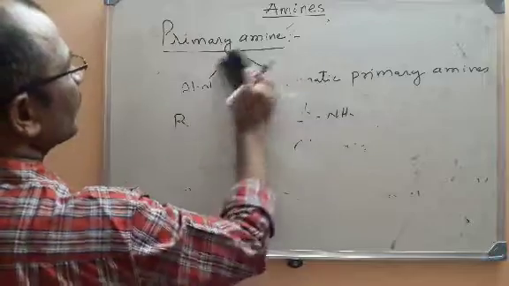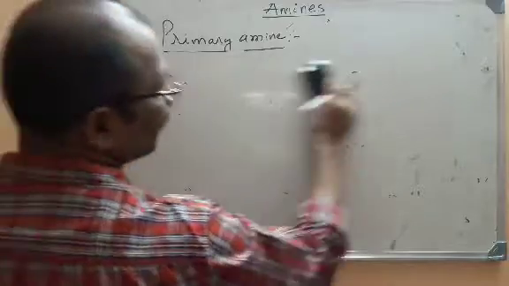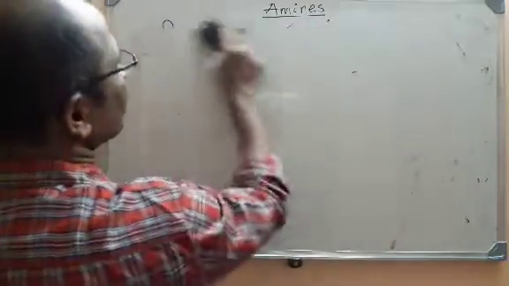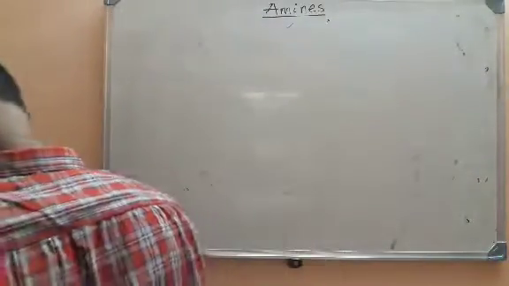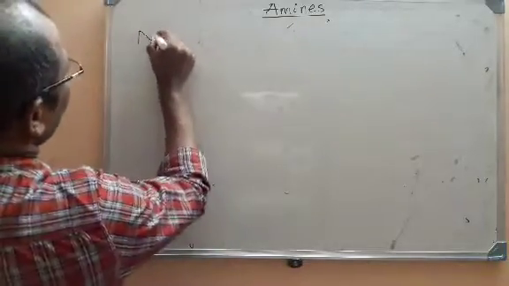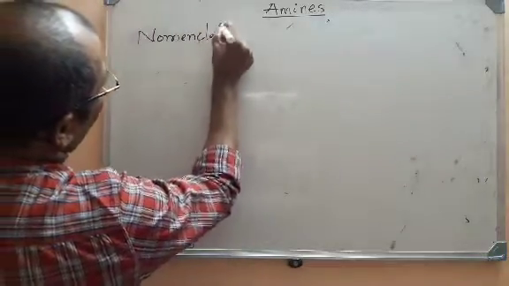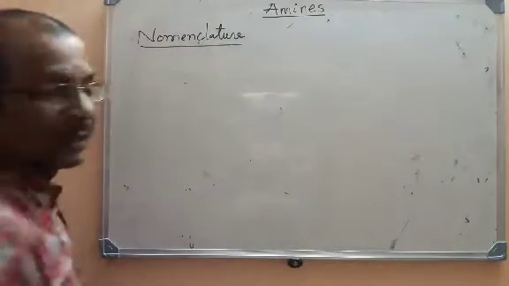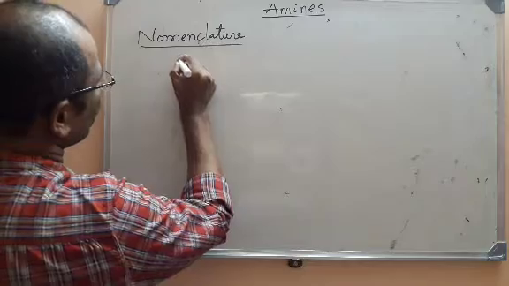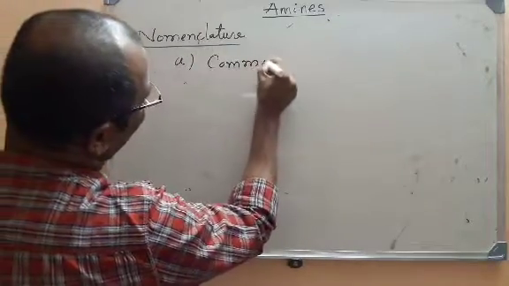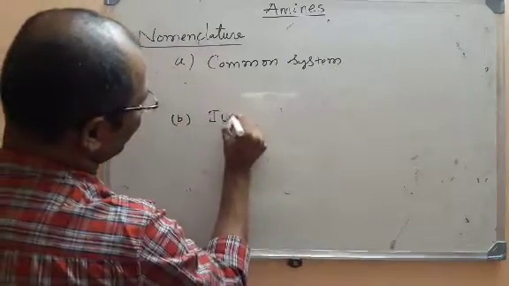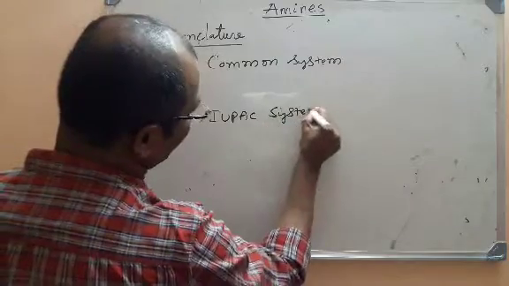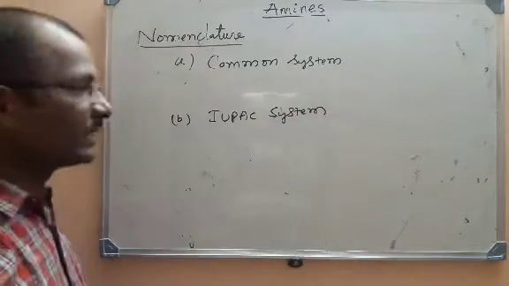In nomenclature also, there is a certain flexibility when we compare with the other family members of organic chemistry. Let us see what is that flexibility and how it is different from other organic members. So I'll start nomenclature now. You know, nomenclature is of two types. The first one is the common system, and the second one is, as you know, the IUPAC system.